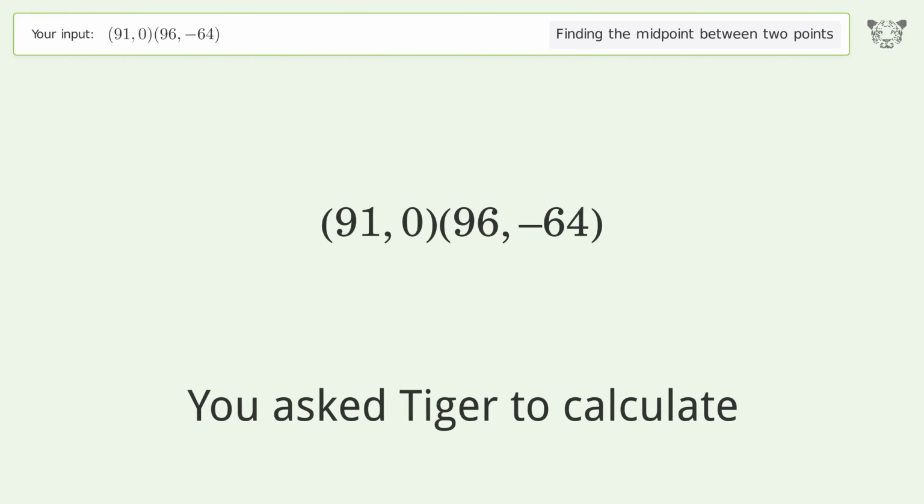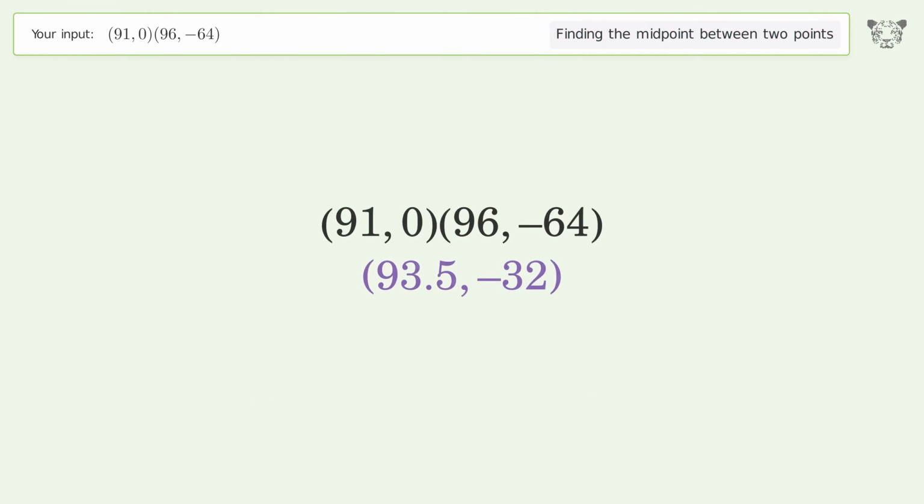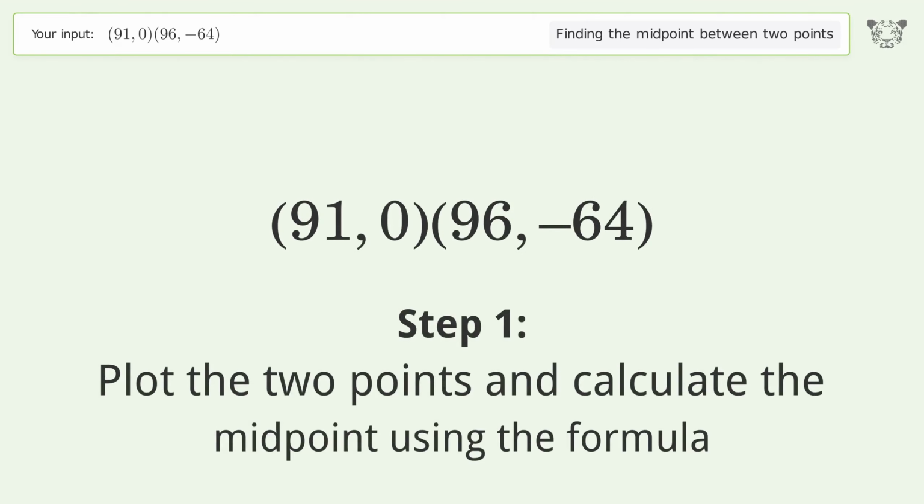You ask Tiger to calculate. This deals with finding the midpoint between 2 points. The midpoint between the 2 points is 93.5, negative 32. Let's solve it step by step. Plot the 2 points and calculate the midpoint using the formula.